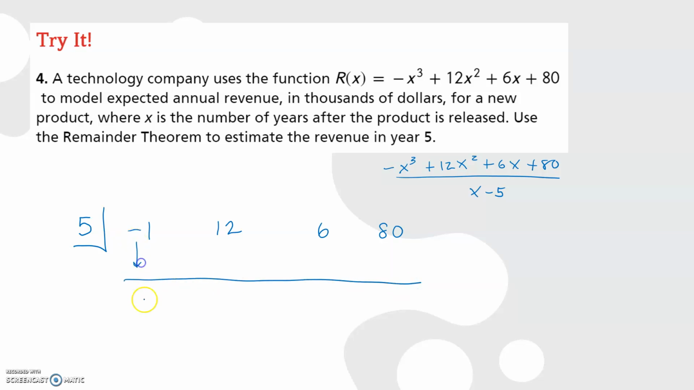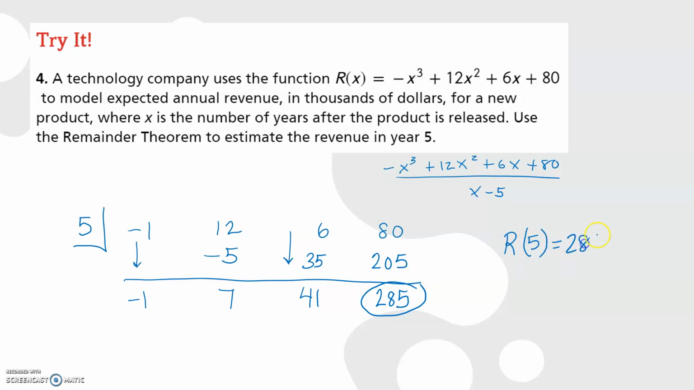So I get negative 1, negative 5. 7 times 5 is 35. 35 plus 6 is 41. 41 times 5 is 205. So my remainder is 285. And so that's the amount. So r of 5 would be 285 by the remainder theorem.